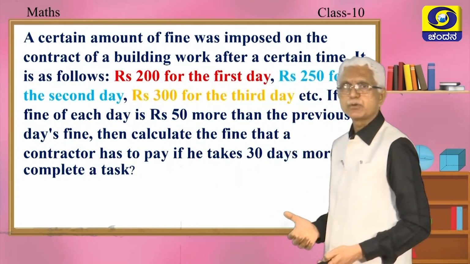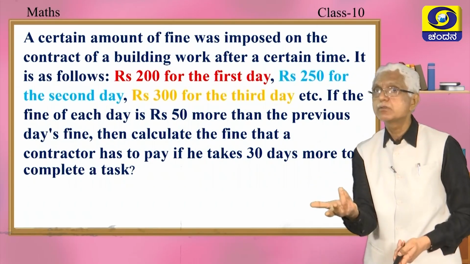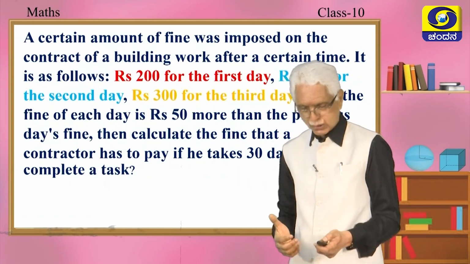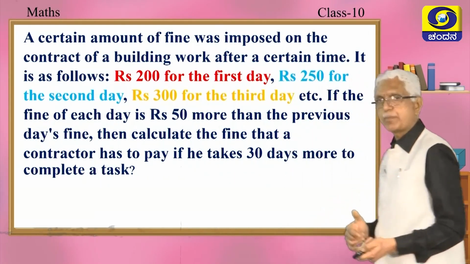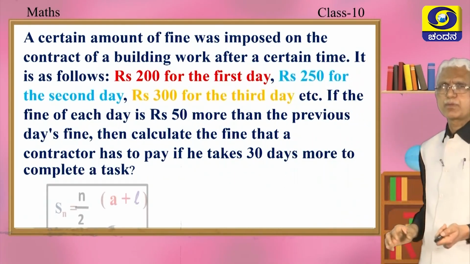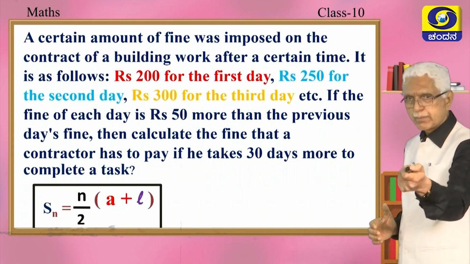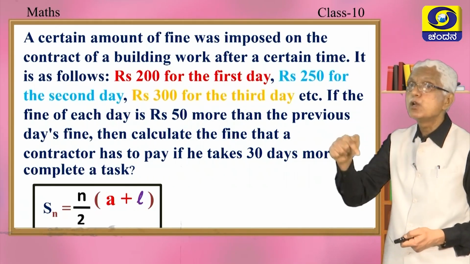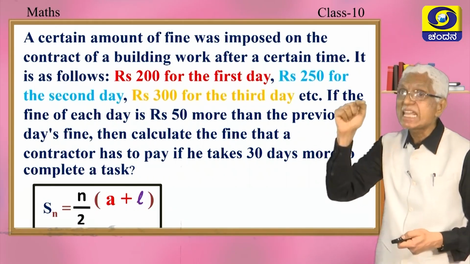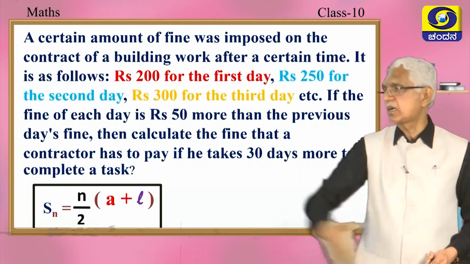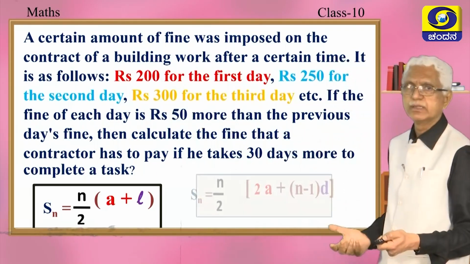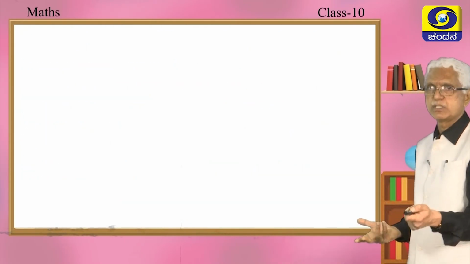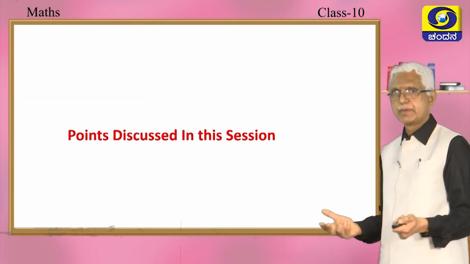Sn is equal to n by 2 into 2a plus n minus 1 into d, you can use. And you will be able to get the total fine that the contractor has to pay, okay. This is one application problem. You can use n by 2 into a plus l also, but you should know l. How will you know l? l is nothing but a30, because 30 terms are there, wonderful. You can also use n by 2 into 2a plus n minus 1 into d as I told you just now, okay. That is good, my dear children.